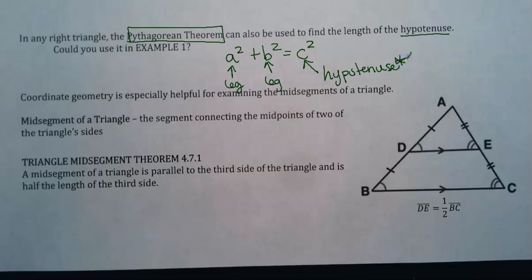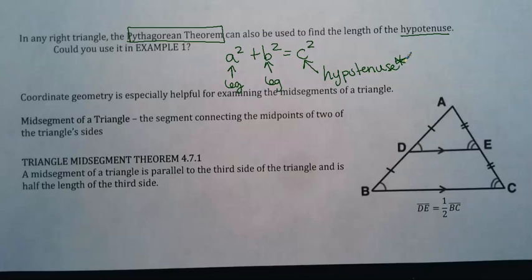So could you use it in example 1? You totally could have. After we had found the length of AB and BC and the slopes and realized that they were, if we had looked at the slopes sooner and realized it was a right triangle, we could have used the Pythagorean theorem to find the length of AC. Totally could have done that.